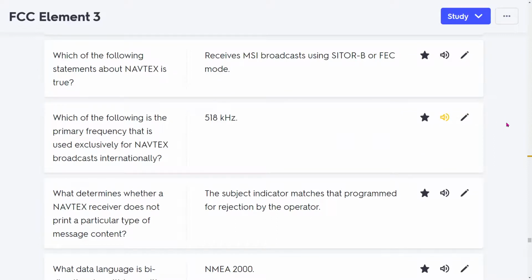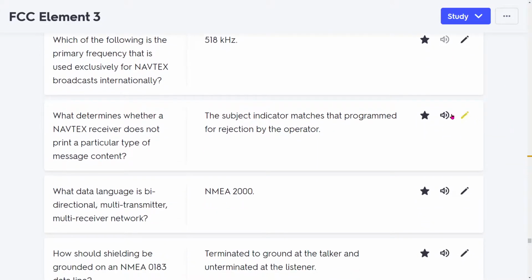Which of the following is the primary frequency that is used exclusively for Navtex broadcasts internationally? 518 kHz. What determines whether a Navtex receiver does not print a particular type of message content? The subject indicator matches that programmed for rejection by the operator.